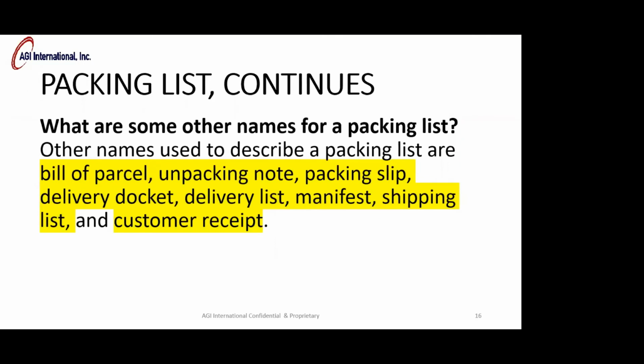Continue with packing list. Some of the names on package, depending upon what country you're in, they're called different things. And so if someone calls this a bill of parcel, they're really talking about a packing list or unpacking note, packing slip, delivery document, delivery list, a manifest, shipping list, and sometimes called custom receipt. This is all your packing list.